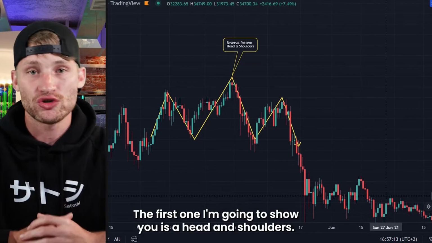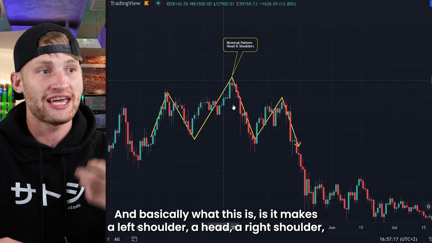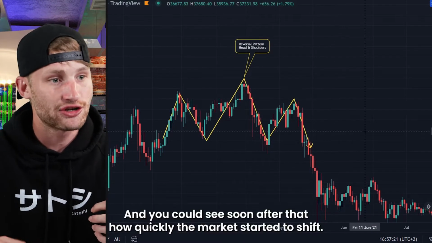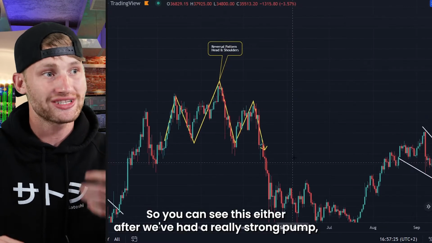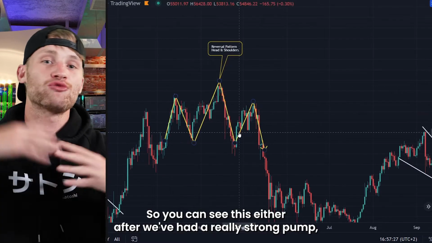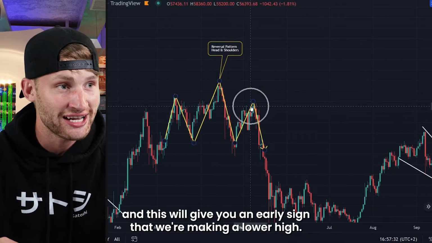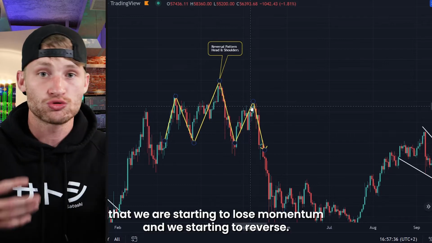The first one I'm going to show you is a head and shoulders. Basically, it makes a left shoulder, a head, and a right shoulder, and this is known as a reversal pattern. And you could see soon after that how quickly the market started to shift. You can see this after we've had a really strong pump, and it gives you an early sign that we're making a lower high. It's giving you the warning that we are starting to lose momentum.